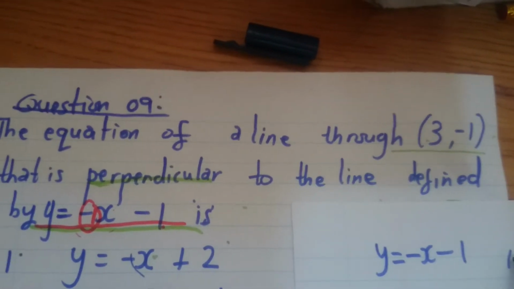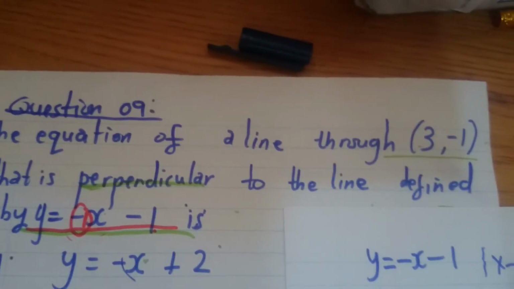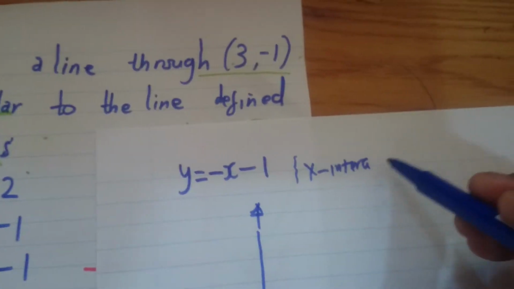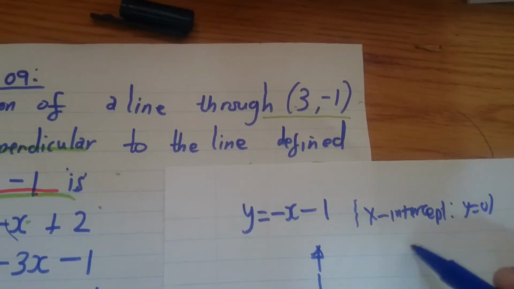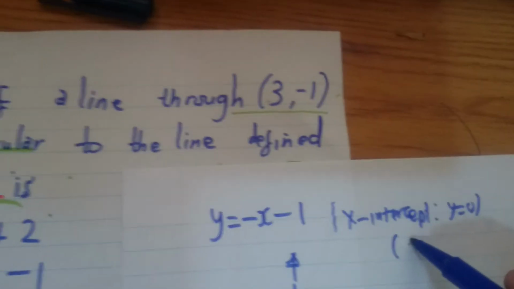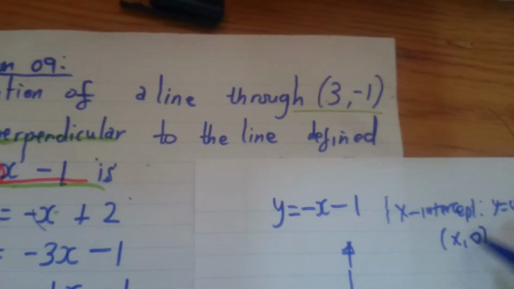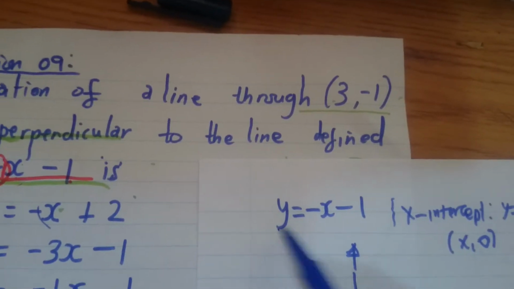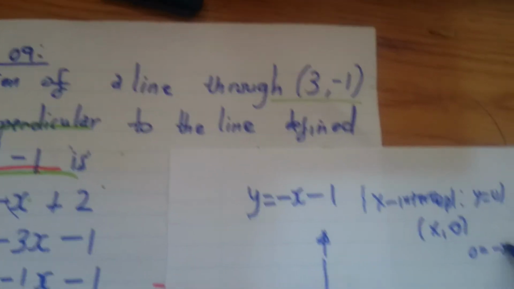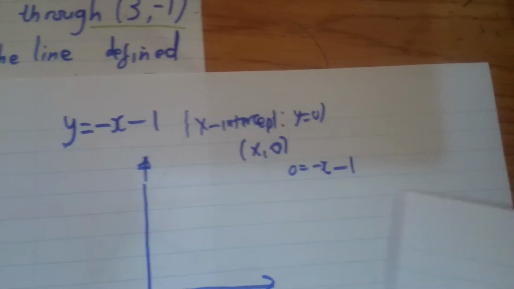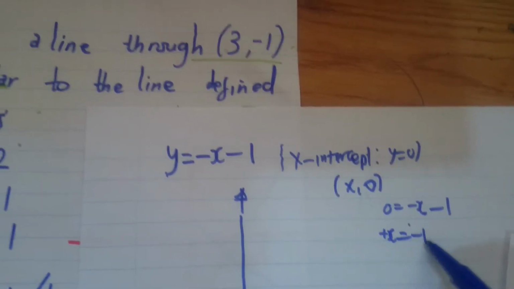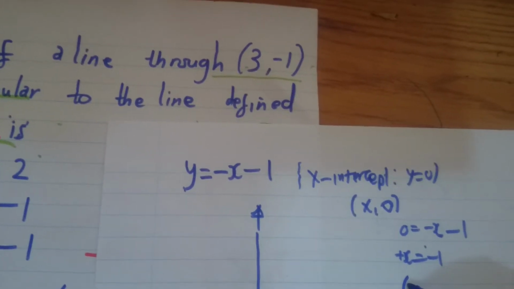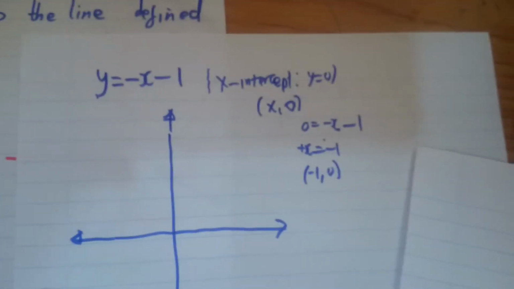For the x-intercept, y equals 0. Most of the time I like to do the little shortcuts. When finding the x-intercept, y equals 0, so 0 equals -x minus 1. You can do that one in your head: take the negative over, it becomes positive x equals -1. So x equals -1, y equals 0.